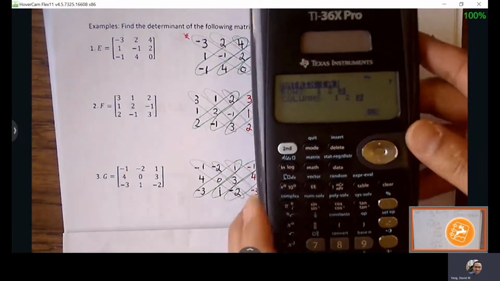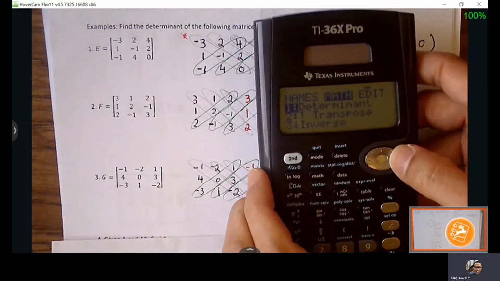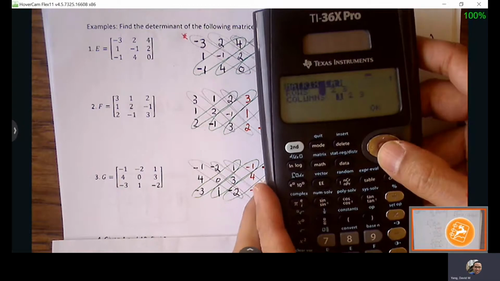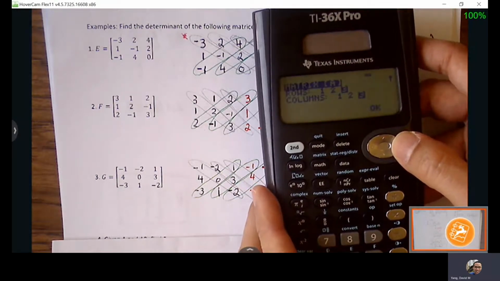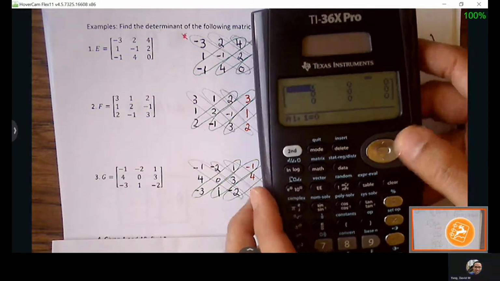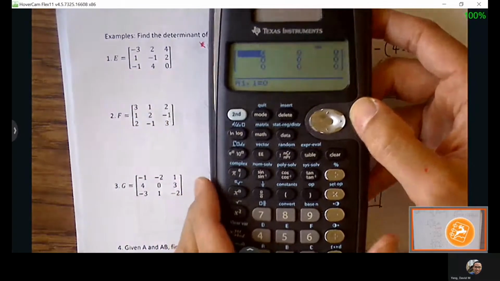Okay, so you're going to go to, again, second math to go to matrix, and then edit a 3x3 matrix, and then hit enter. After 3x3, keep hitting enter until you hit that OK. Now you see a 3x3 matrix. Okay, so you're going to copy what you see for number 1.